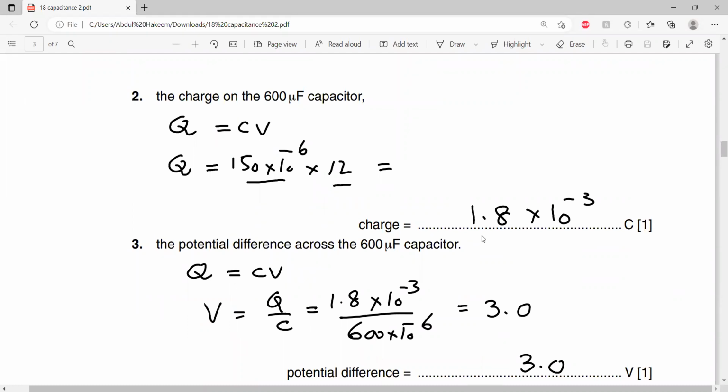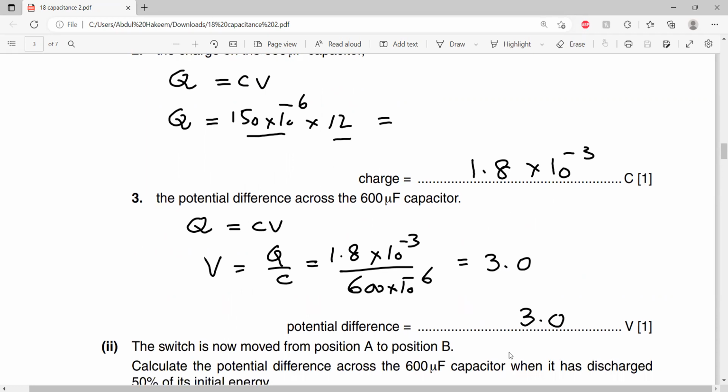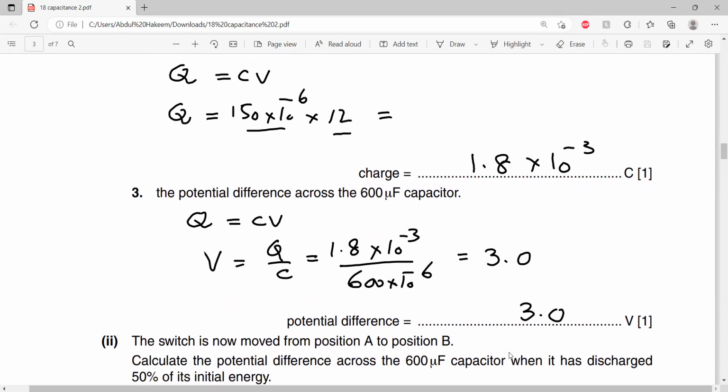And next, the potential difference across the 600 microfarad capacitor. Q is equal to CV, so V is equal to Q by C. The charge in series remains the same, 1.8 times 10 power minus 3, divided by the capacitance of 600 times 10 power minus 6. So the answer is 3. So one capacitor has 3 volt. Definitely the other capacitor will have 9 volt, because the total is 12 and one is at 3; in series the voltage divides.